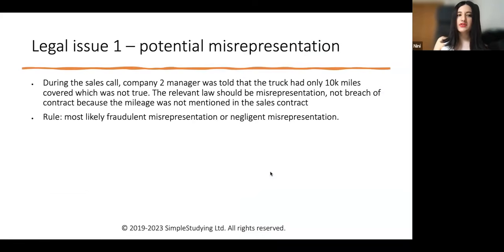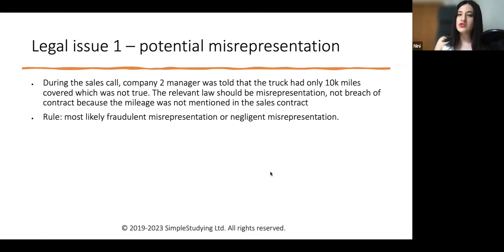What is the first legal issue? You have to state it before going into description of the law. The legal issue is potential misrepresentation. So you need to assess the merits of a misrepresentation claim on the given facts. During the sales call, the Company 2 manager was told that the truck had only 10,000 miles covered, which was not true. Therefore, this could be a basis for a potential claim in misrepresentation.